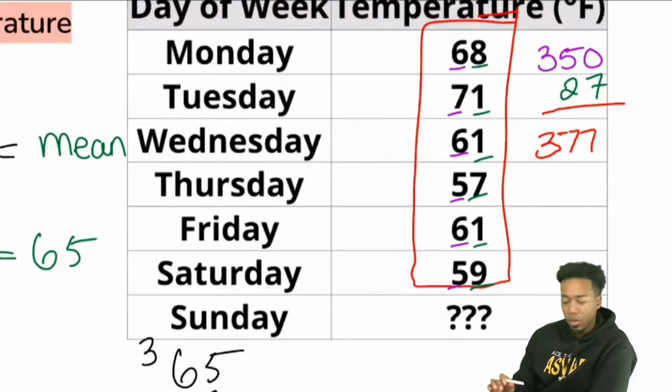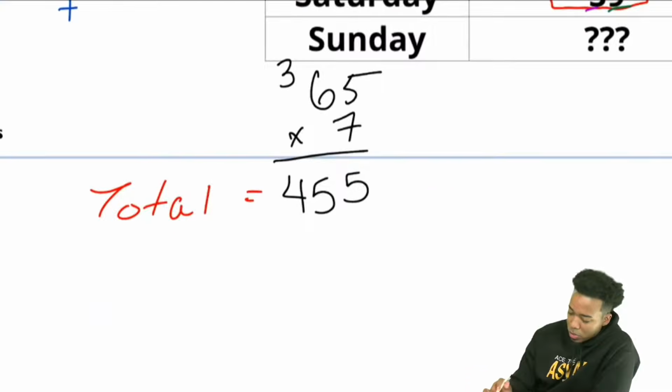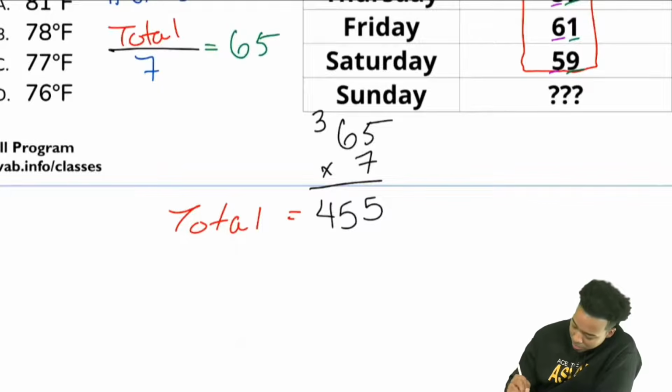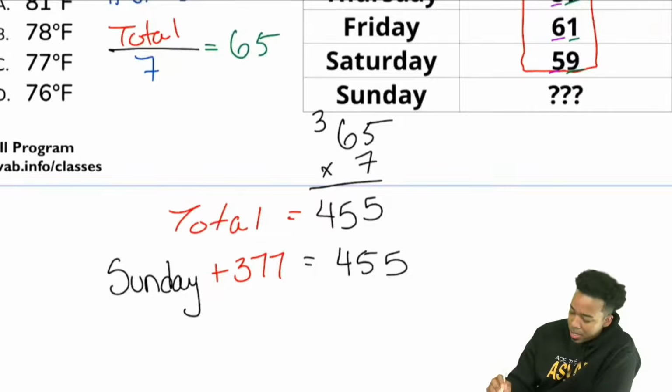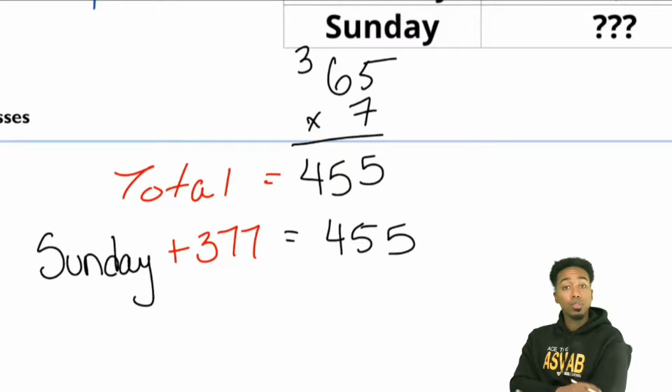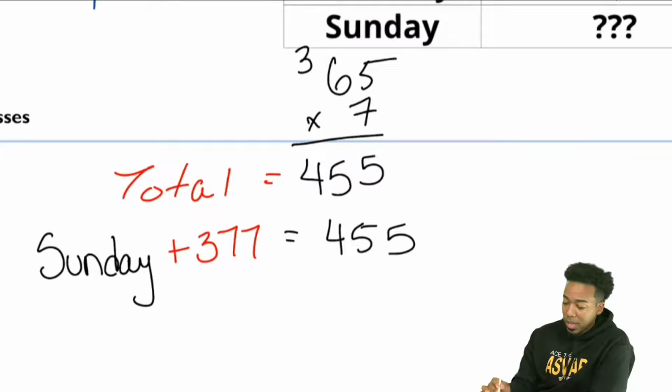Cool. So there we are. We have 377. So we know that Sunday plus 377 is going to equal the 455. And so this is where you'll subtract both sides by 377, or you can use a little bit of mental math and say, hey, if I want to go down to 400, that'll be 55.